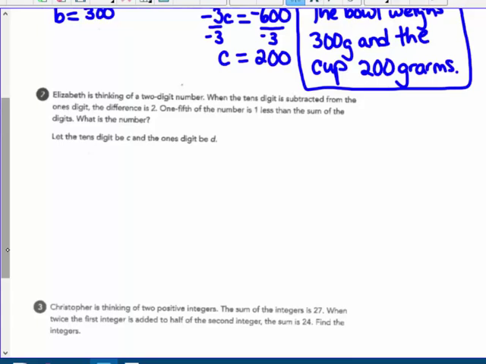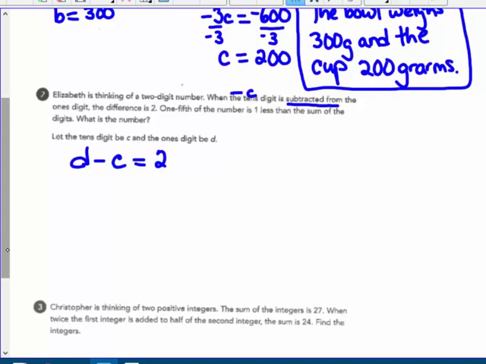Let the tens digit be C, I see, and the ones digit be D. Okay. And the tens digit, which is C, is subtracted from the ones digit, so D minus C, the answer is 2. Okay, well that's that one. When the tens digit, the C, is subtracted from, so that means minus C.